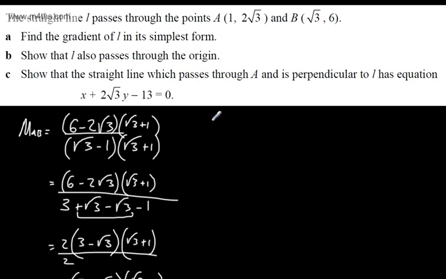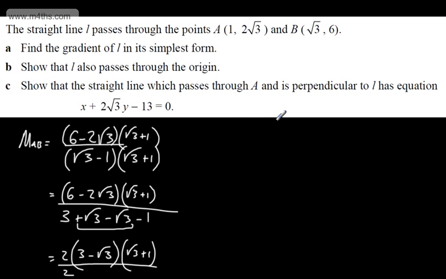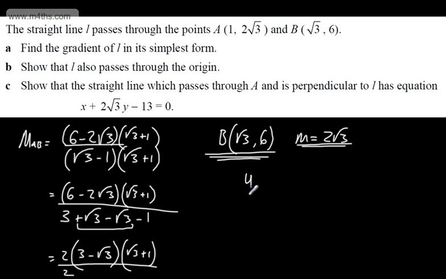We need to show that L also passes through the origin. So let's go ahead and do that. What we need to do here is get the equation of a straight line. So if I look at this point, we've got point B. For the equation of a straight line, we need two things. We need a point that it goes through. I'm going to choose B. Of course, you can choose A. And we need now the gradient, which is M. And the M we found to be 2 root 3. So if we sub this into the equation of a straight line, y is equal to mx plus c.